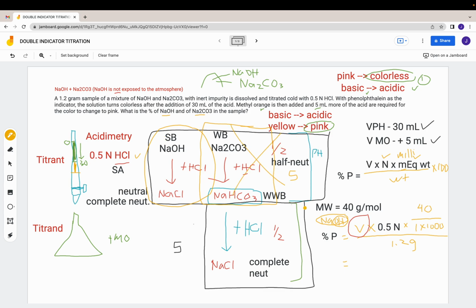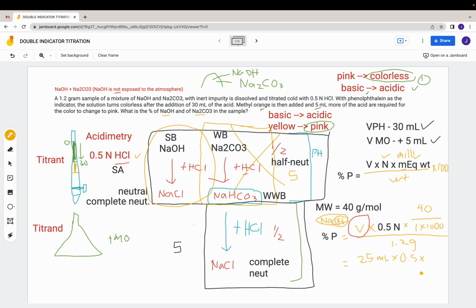The 30 ml is this part, but that's considering that you need that volume for both sodium hydroxide and sodium carbonate. Now, if you're looking for the purity of sodium hydroxide, you need to isolate only the volume needed for this part. And so if you know this is 5, and the top portion here is also 5, 30 minus 5 will therefore be the volume. So here it's 25, right? 30 minus this part here, which is 5, 25 ml. So now that's your solution for your percent NaOH.